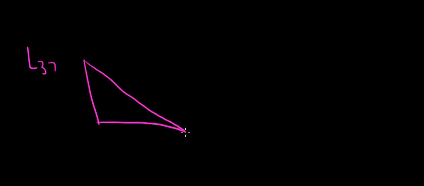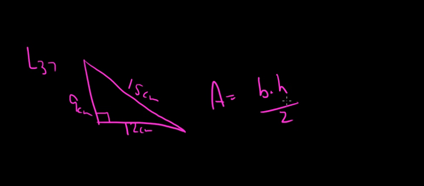All right, now we're on to number 13. That comes from lesson 37. And it's giving me a triangle. This is not a pretty one, but it'll do. And it's telling me that it's a right triangle because I have my box there. And there's 9 centimeters, there's 12 centimeters, and there's 15 centimeters. It wants to know what is the area of the triangle. Now remember, area for a triangle is base times height over 2, or 1/2 b times h.